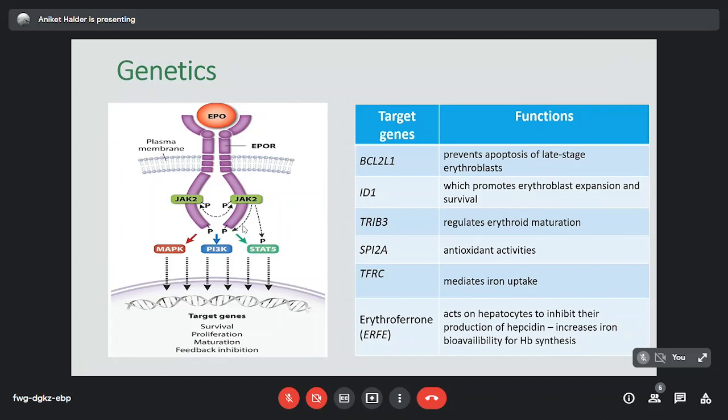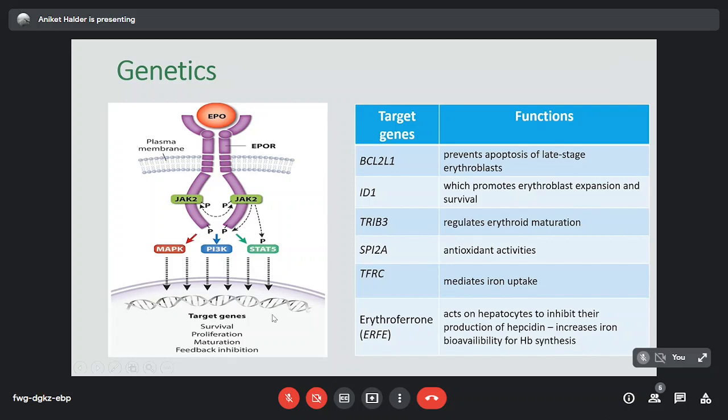kinase activity along with phosphorylation of different downstream signaling pathways, which includes the MAP kinase pathway, the PI3 kinase pathway, and the STAT5 pathway. So phosphorylation of the STAT5 pathway leads to dimerization of the STAT5 molecule, and this dimerization causes the STAT5 molecule to translocate to the nucleus, and bind to several target genes with upregulation and transcription of these genes.